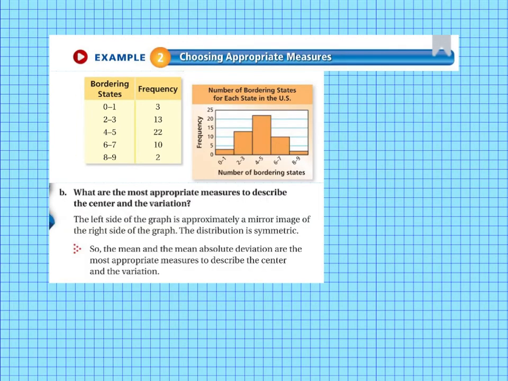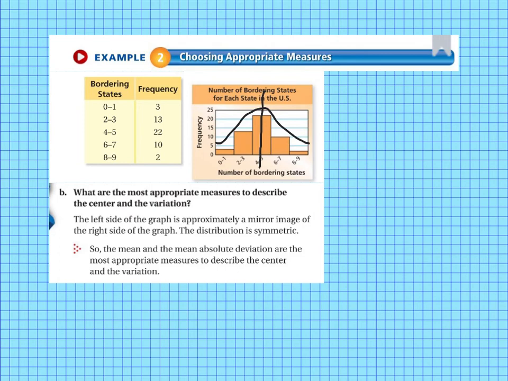For part B, what are the most appropriate measures to describe the center and variation? It says the left side of the graph is approximately a mirror image of the right side of the graph, so the distribution is symmetric. You can see that the left and right sides are very similar to each other. So the mean and the mean absolute deviation are the most appropriate measures to describe the center and the variation.